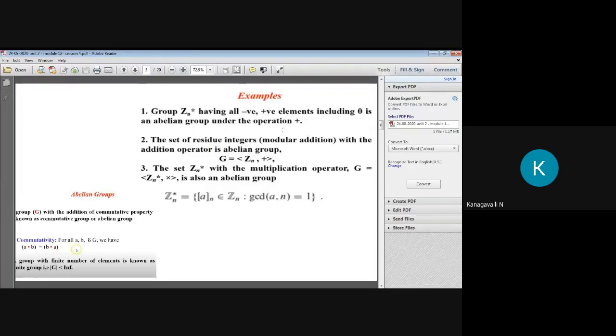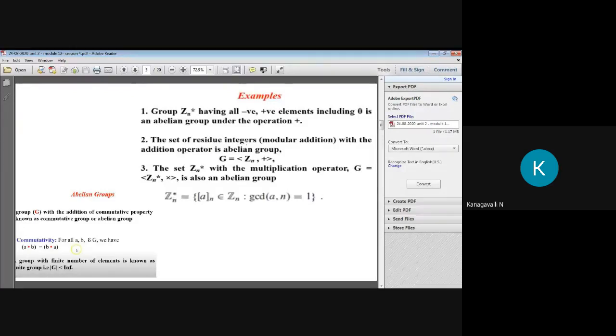It is one theorem in this group. It first has the property for all negative and positive elements including zero, and it is an abelian group when doing the operation of plus. And the set of residue integers with the addition operator is also an abelian group. So the group belongs to, for all the integers present in this group, then you have to perform the residue integer.